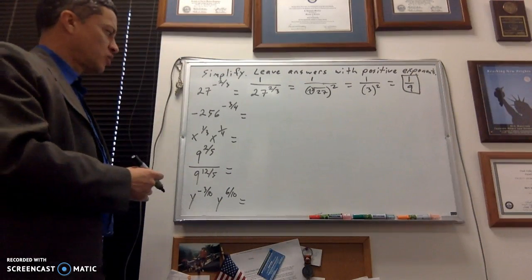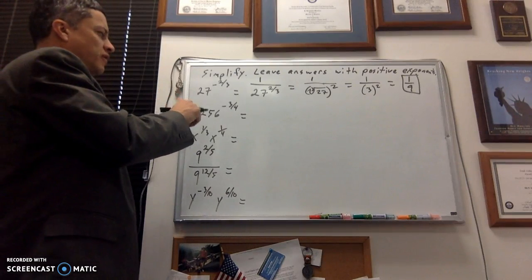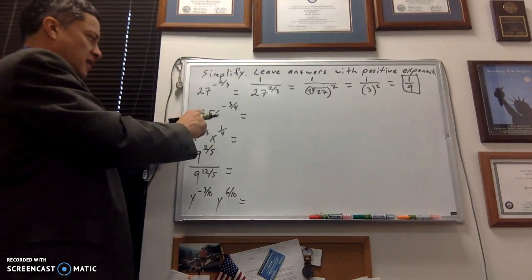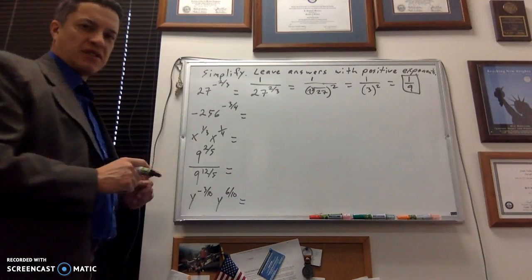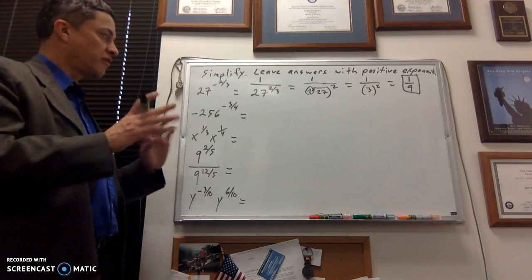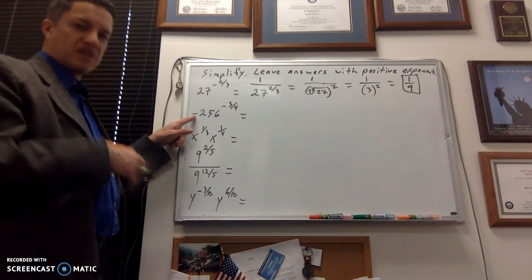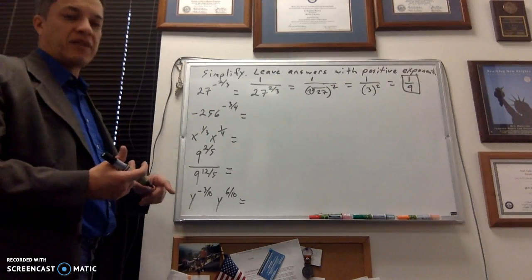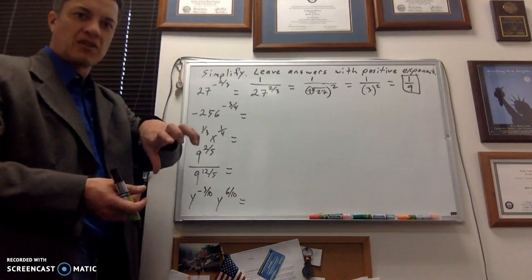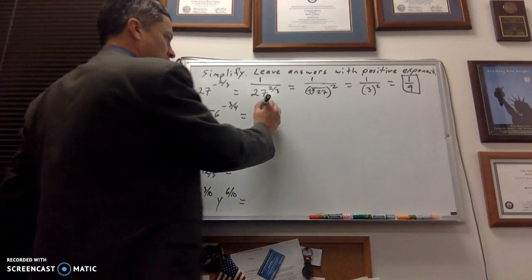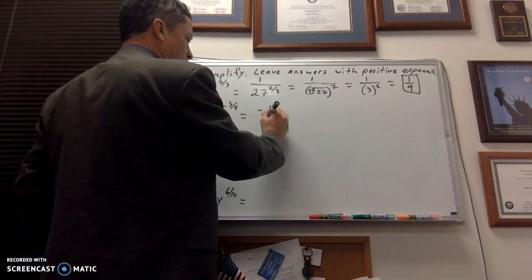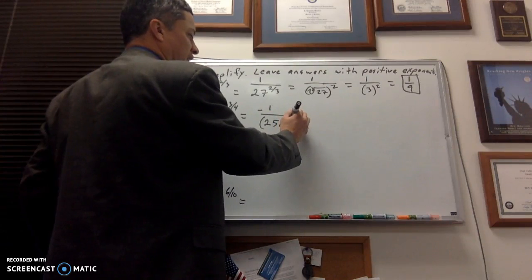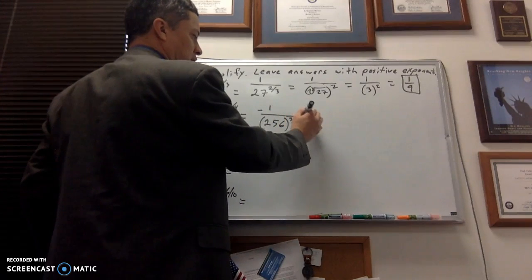Getting a little harder. Next one, I've got negative 256 raised to the negative 3/4. Now, this does not mean a negative times a negative is a positive, okay? That's two different kinds of negatives. This negative is a negative like the good old days of negatives that you remember. This negative in the exponent means put it on the other side of the fraction bar. So we're talking about negative 1 over 256 raised to the positive 3/4 power.